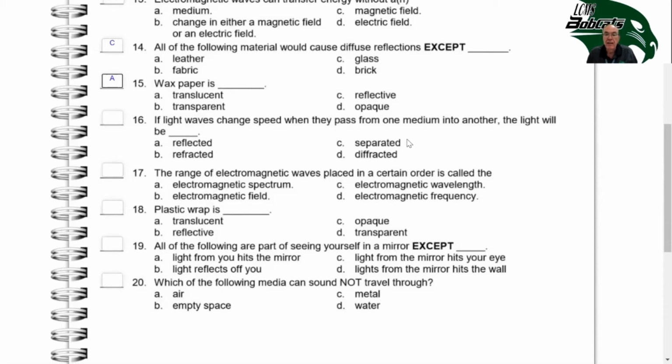If light waves change speed when they pass from one medium to another, okay, the change of speed is not reflected, that's when it bounces off. It is refracted, that's when it changes speed and is broken up. We didn't say anything about it being separated, and diffracted is when it bends around a barrier. The range of electromagnetic waves is placed in a certain order called the A electromagnetic spectrum. Plastic wrap, so like when you go to the grocery and you see food wrapped in plastic wrap, it's clear, like meat that's wrapped in plastic wrap. So plastic wrap would be D, transparent.